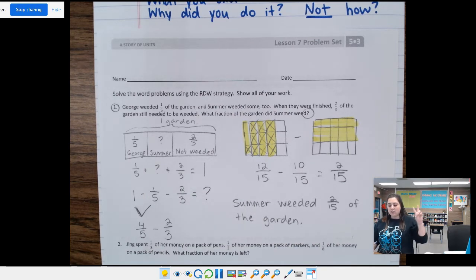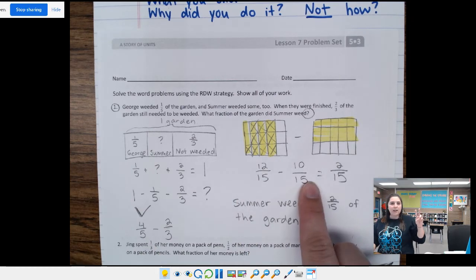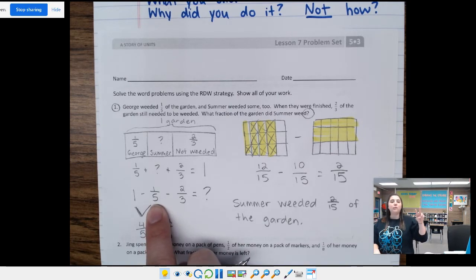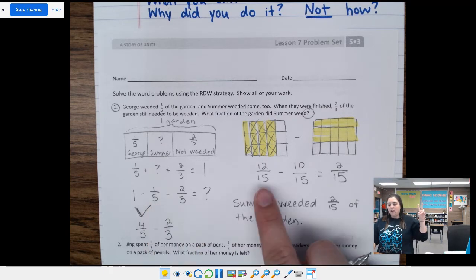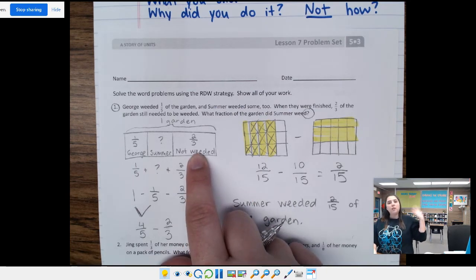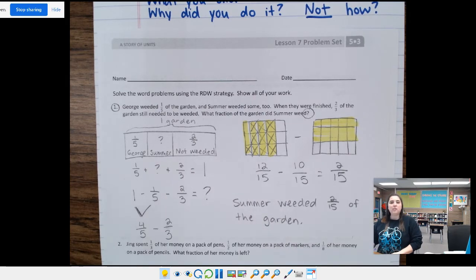That was what I did. I only did 2 steps. I subtracted and I subtracted again. So I did 2 steps, and I'm explaining why I did each step. First, I subtracted 1/5 to figure out what was left after George weeded. That was step 1. Then I took that answer and subtracted what was not weeded to figure out how much Summer weeded. That's it.